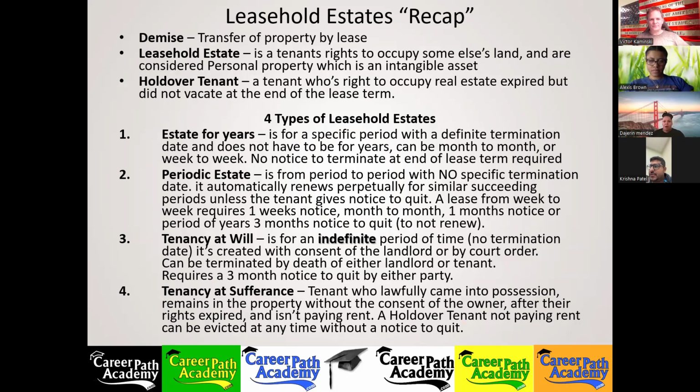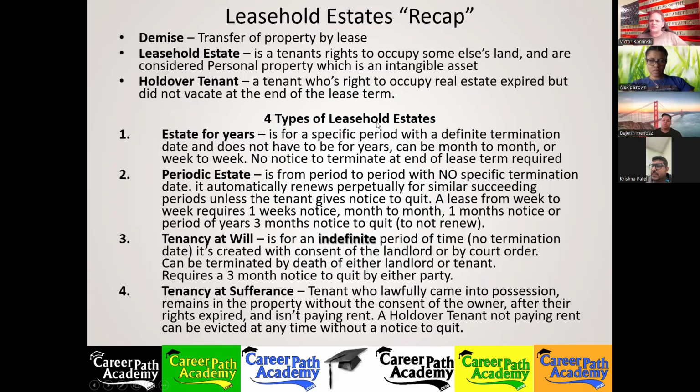So to recap, demise is a transfer of property by lease, and every lease has a demising clause in it that says the landlord is to let the premises and the tenant is to take control of it. The leasehold estate is a tenant's rights to occupy someone else's land, and they're considered personal property, which is an intangible asset. A holdover tenant is a tenant whose rights to occupy real estate have expired, but they did not vacate at the end of the lease term, whether they're paying rent or not. They're called a holdover tenant.